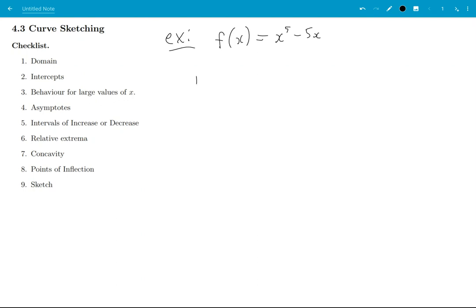So number one, domain. What is the domain of this function? Well, what x's am I allowed to plug in there? Well, any real number can go in for x. It's a polynomial.